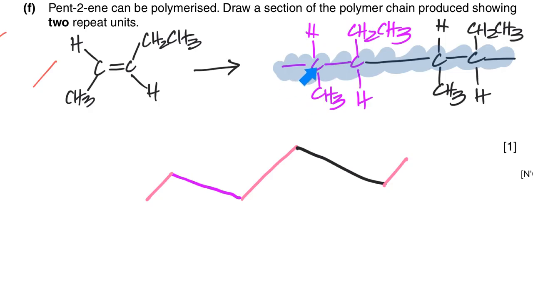Now all the branches: the first carbon has a CH3, so I make CH3. The second carbon has a CH2, CH3. The third carbon has a CH3. And the fourth carbon has a CH2, CH3. Always make the backbone first, and then everything else can sit. You can even label your carbons A, B, C, D, and then erase them later. This is your one repeat unit, second repeat unit. Alright?